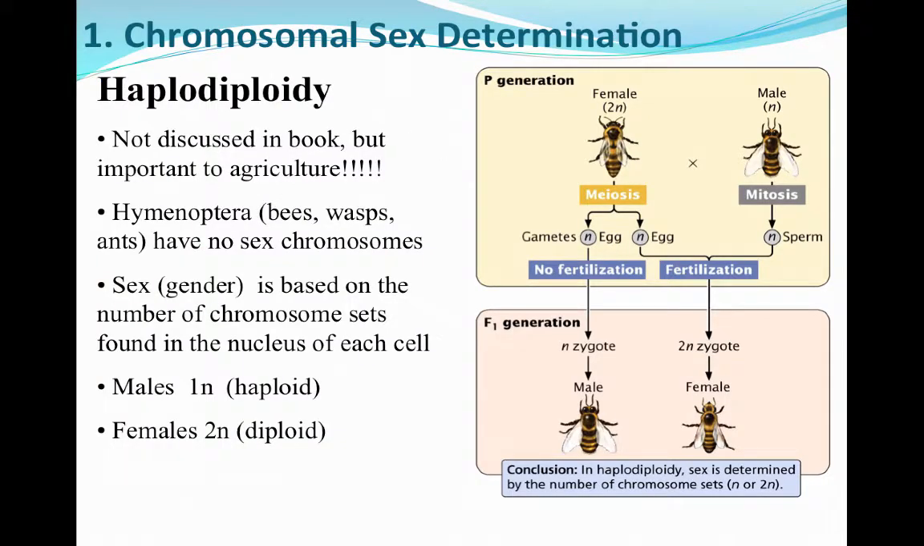All right, and there's one more type of sex determination that I want to talk about. This is not discussed in the book, but it is very important to agriculture. It's called haploid diploidy. Bees, specifically honeybees, have this type of sex determination. Sex is based on the number of chromosome sets found in the nucleus of each cell. Males are only going to have one copy of genetic material, and females are going to have two copies of genetic material. So our queen bees, or our females, are going to be diploid in nature, whereas the males, or the worker bees, are going to be haploid.